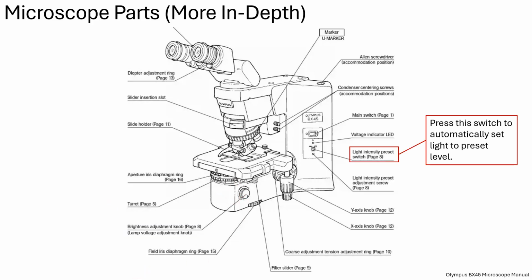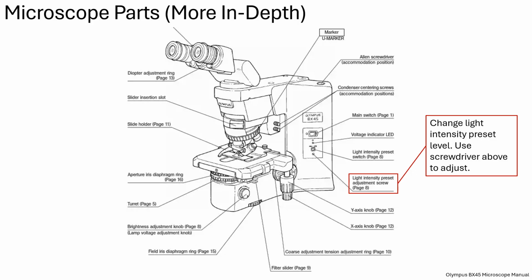The light intensity preset switch allows you to automatically set the light to a preferred intensity level. When this is in the on position, there will be no change in brightness if you try to use the brightness adjustment knob. To adjust or set the light intensity preset level, you will need to use the Allen screwdriver in this hole. However, some newer scopes have a set button near the brightness adjustment knob.